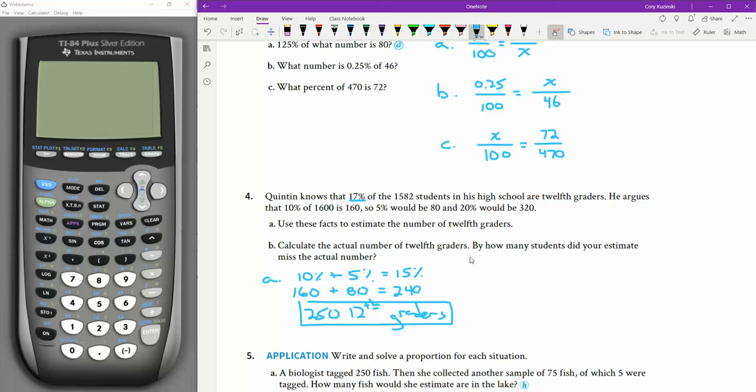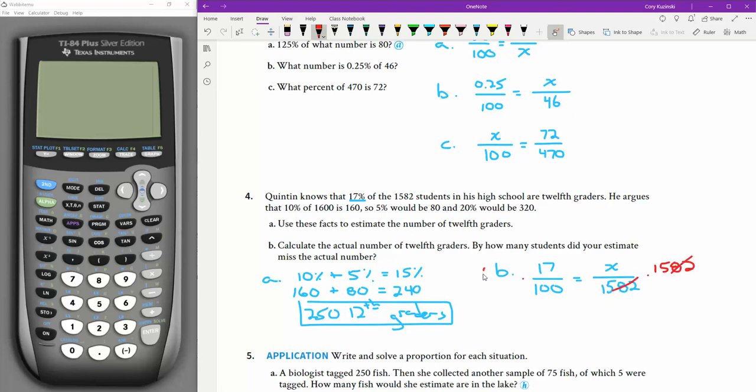Calculate the actual number of 12th graders by how many students did your estimate miss. Okay, so B, 17%. I could have done this, but 17% of 100. Okay, 17%. And we know there's 1,582 total students. That's 100% of the students. There we go. I'm going to multiply both sides by 1,582 to get this to cancel out.